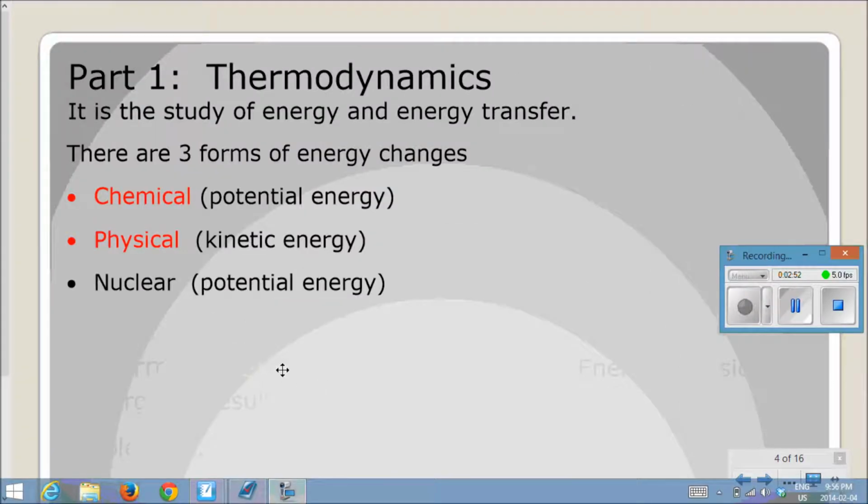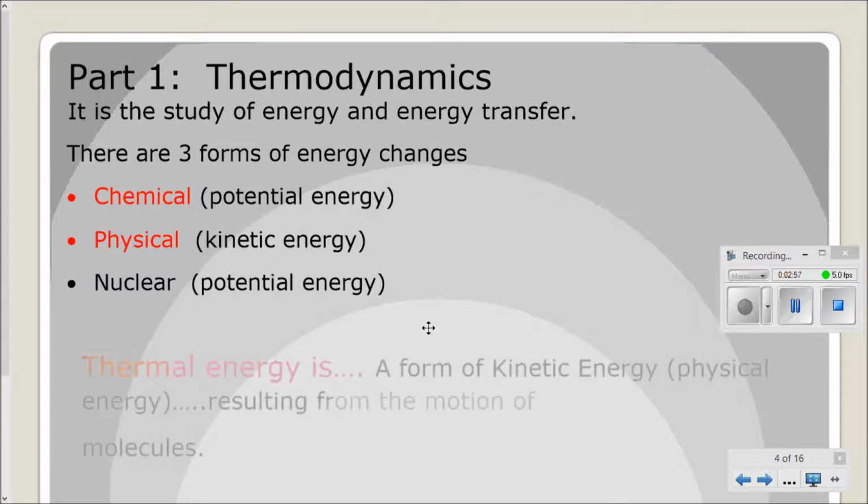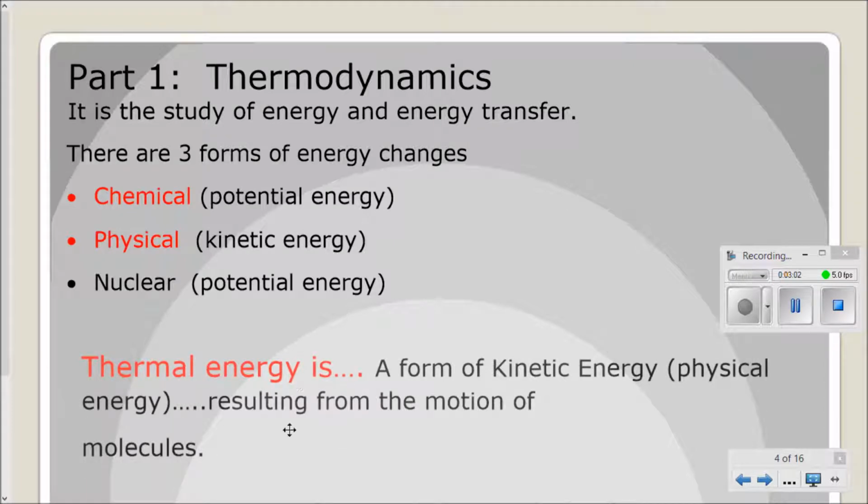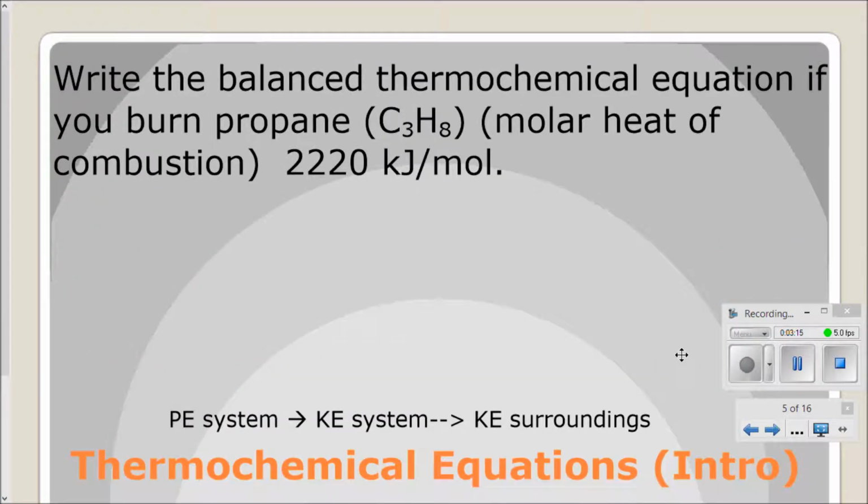Specifically, when we talk about kinetic energy, we're going to be talking about thermal energy, which is a form of kinetic energy resulting from the motion of molecules. When you put your finger in a boiling pot of water, don't try this at home, guys, but if you did, what you're really feeling is the energy of the movement of molecules or atoms. We can represent this thermal energy with something called a thermochemical equation, which is a balanced chemical equation that just includes a heat term. Now, heat is measured in joules, and in this case, kilojoules.